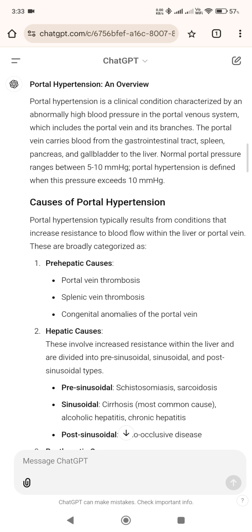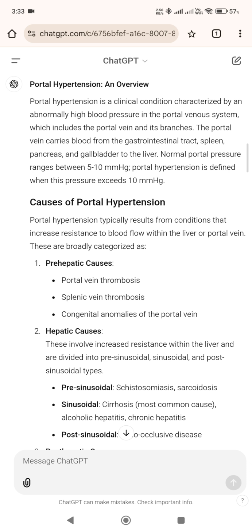Causes of portal hypertension. Portal hypertension typically results from conditions that increase resistance to blood flow within the liver or portal vein. These are broadly categorized as: 1. Prehepatic causes: portal vein thrombosis, splenic vein thrombosis, congenital anomalies of the portal vein. 2. Hepatic causes. These involve increased resistance within the liver and are divided into pre-sinusoidal, sinusoidal, and post-sinusoidal types.